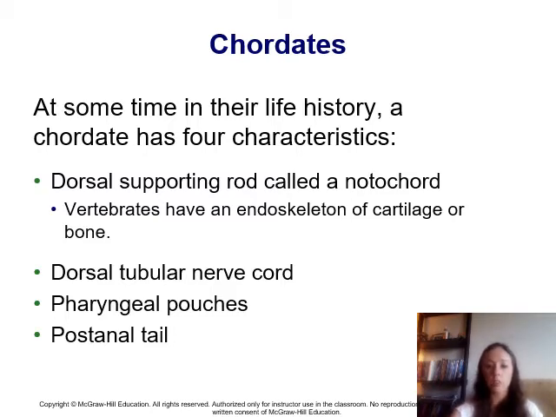All chordates have dorsal tubular nerve cords that connect the brain to the rest of the body. Pharyngeal pouches are only seen during embryonic development in most vertebrates. In fish, the pharyngeal pouches become functioning gills, while in humans these become the auditory system that you'll find in your ears, tonsils, the thymus gland, and the parathyroids. The last characteristic is a postanal tail. A lot of the vertebrates have tails, but in humans the postanal tail instead becomes a coccyx bone.